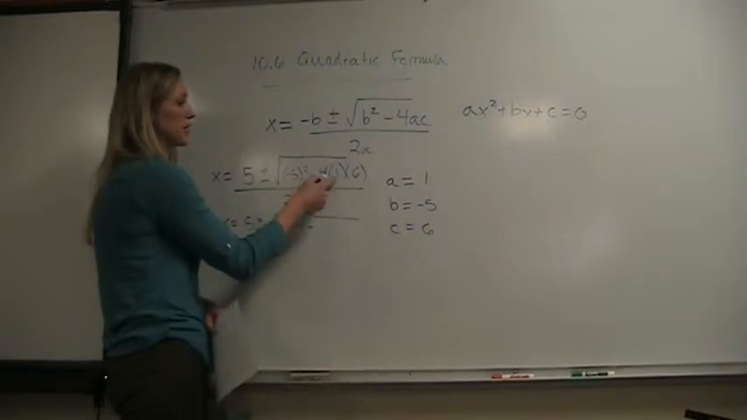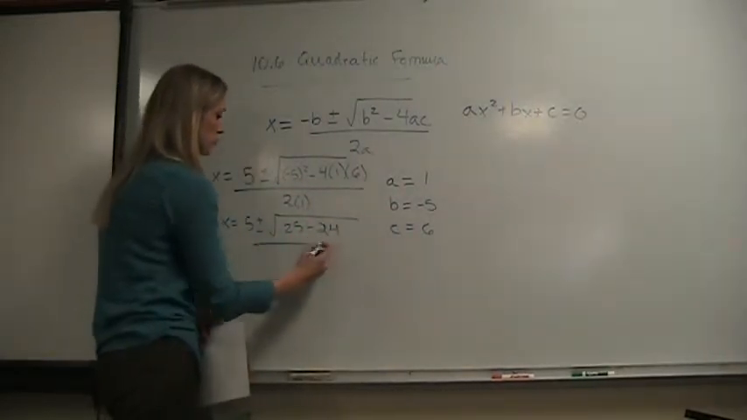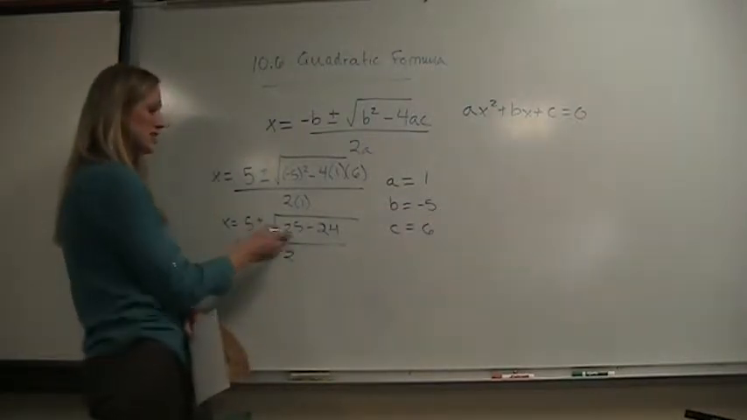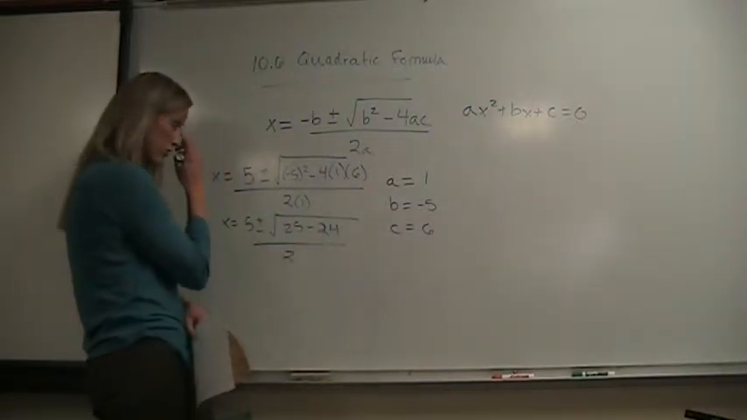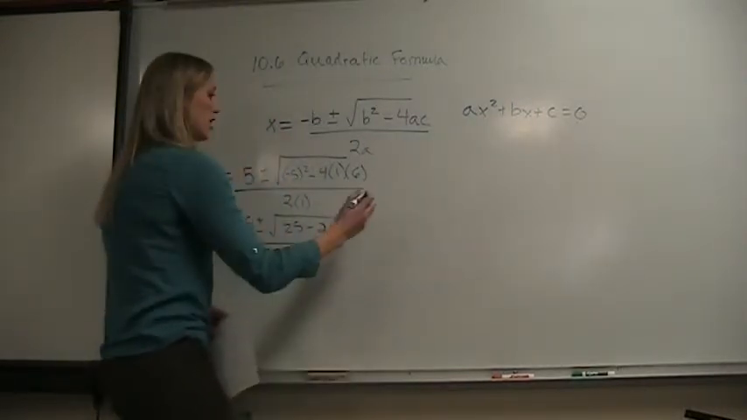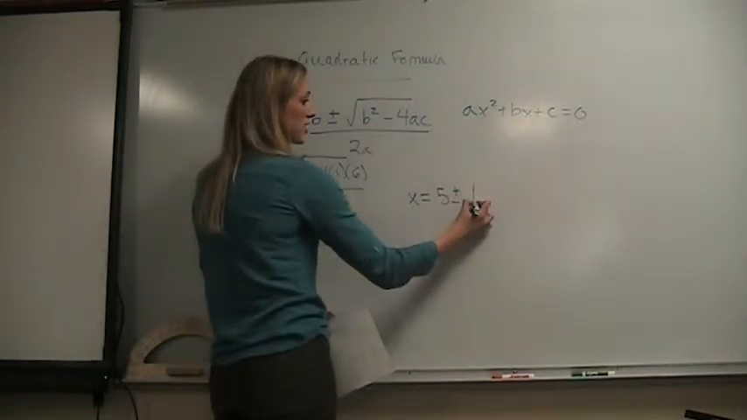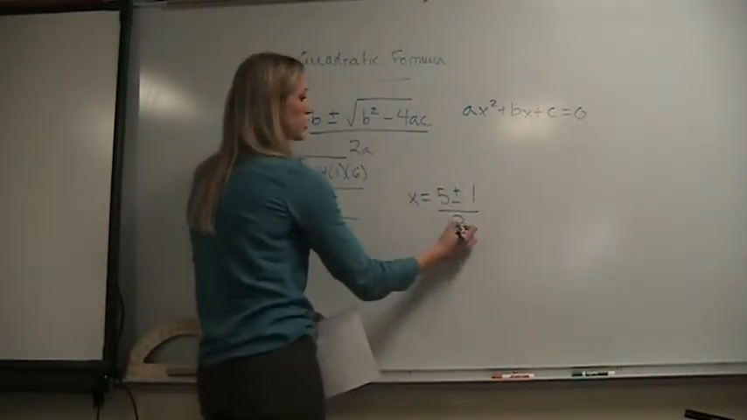And then I have 4 times 1 times 6, which would give me 24, all over 2 times 1, which is 2. This here simplifies to 1. Square root of 1 is 1. So I end up with x equals 5 plus or minus 1 all over 2.